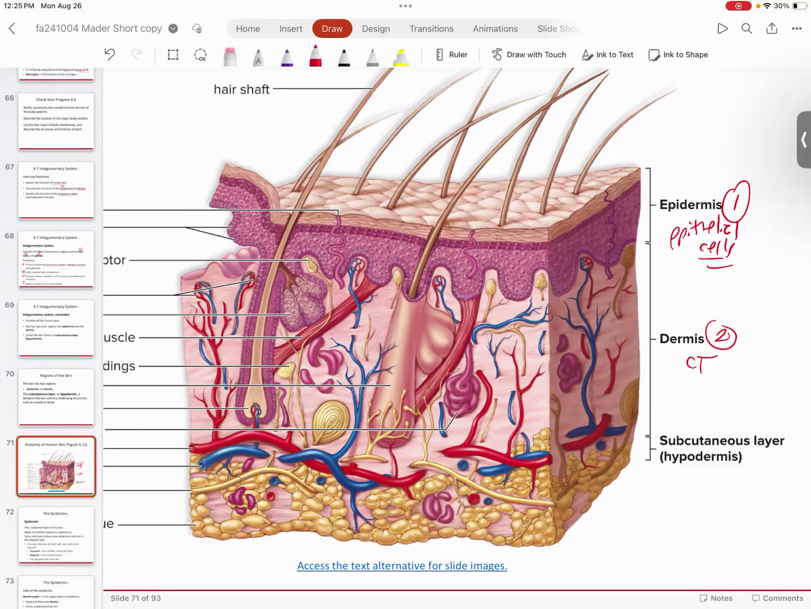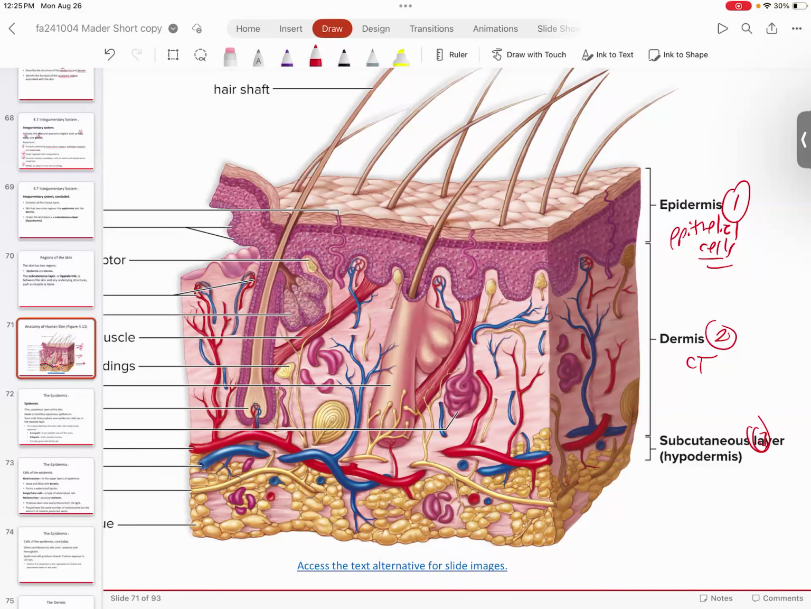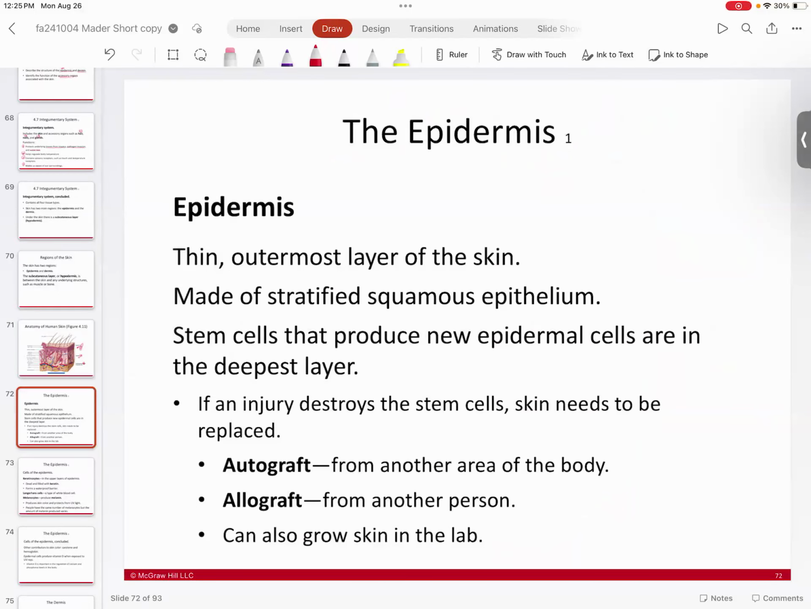And then underneath, you can see the subcutaneous layer, which is typically subcutaneous fat. And so that's kind of like the supportive layer. So if you kind of start picking up some fat, then that's where it's going to be deposited subcutaneously. So let's start taking a look at the epidermis. So this is the thinnest region and the outermost region of the skin.